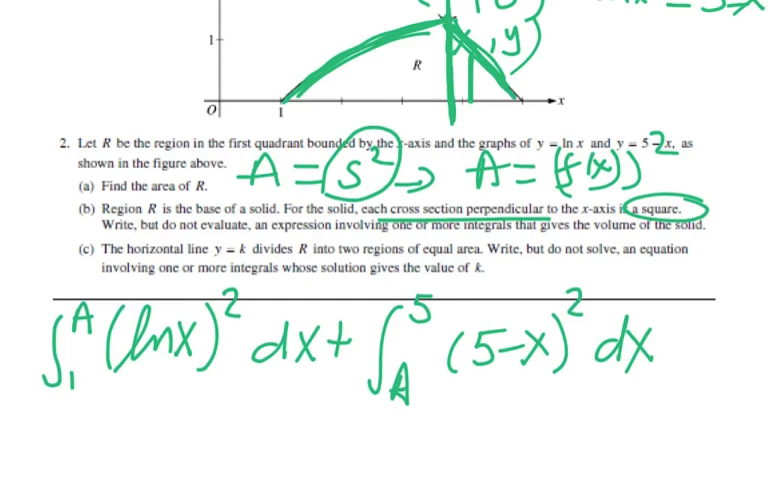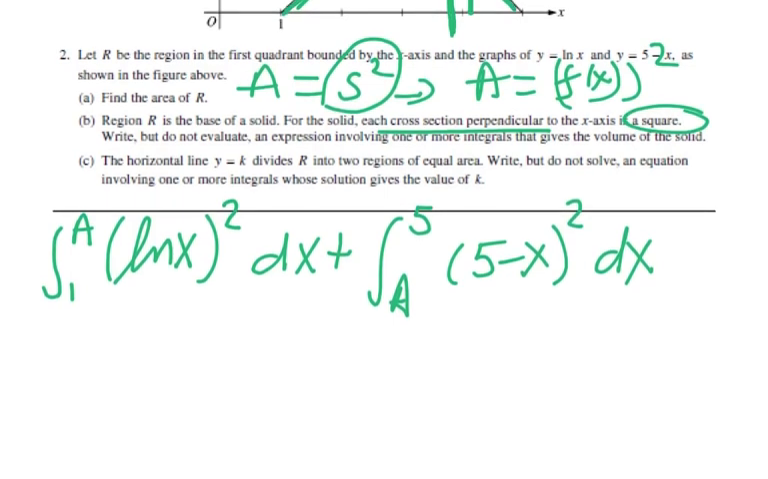This one is just asking you to set up, not asking you to solve. If you can do this, you will have just this. You have 3 points for this part: 2 points for these two integrands, and another point for adding them to express them as a total. So this is a 3 point problem.